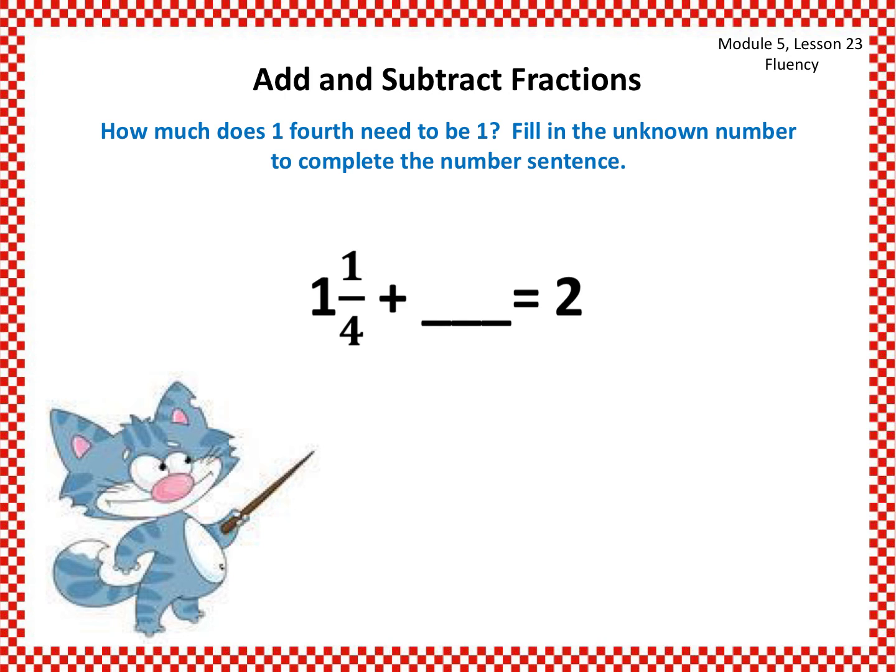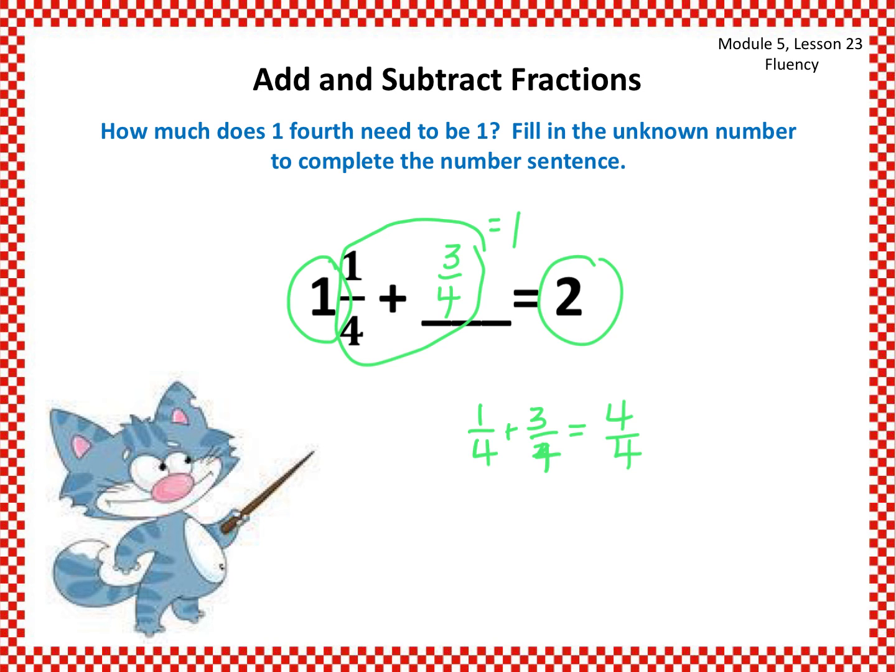How about this? 1 and 1/4. How many more fourths do we need to equal 1 more? So we've got 1/4 right there. So we know that we've got 1/4, and we need to add something to get to 4/4. And we know that 1 plus 3 will get us to 4/4. So our answer here would be 3/4. These two together equal 1 plus our 1 here, and that equals 2.